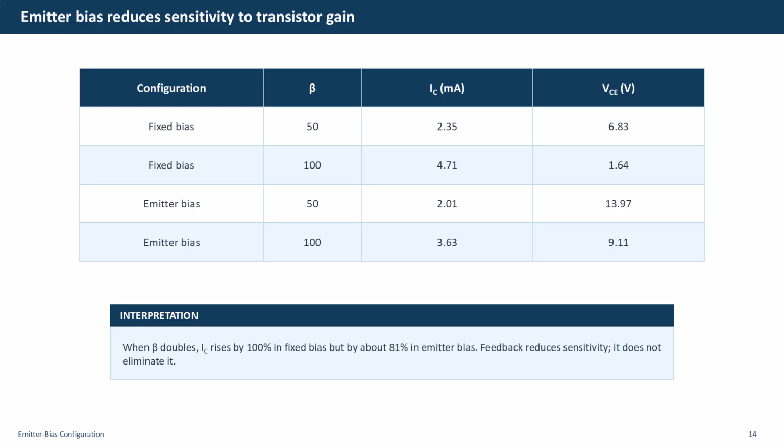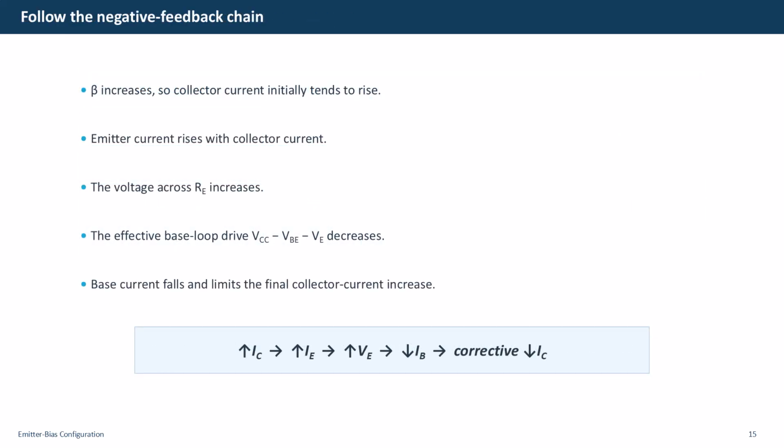The emitter resistor therefore reduces gain sensitivity and preserves more useful voltage headroom. However, the operating point still changes, so emitter bias should be described as improved bias, not as gain independent bias. The stability mechanism can be remembered as a chain of cause and effect. If beta increases, collector current initially tends to rise.